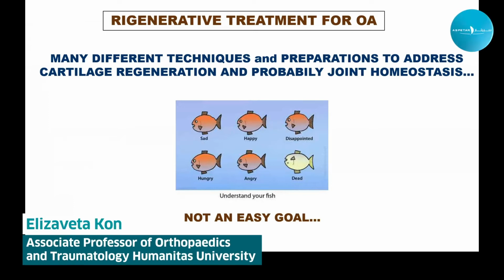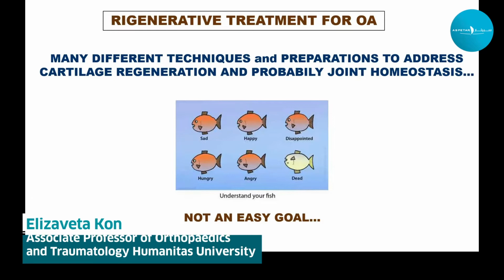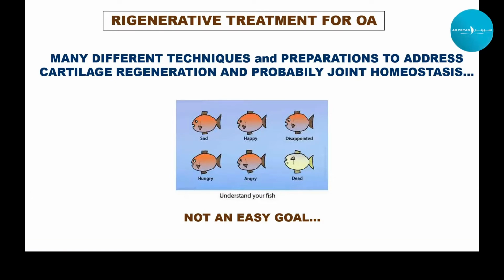When we're talking about regenerative treatment for osteoarthritis, we have really a lot of solutions, a lot of different techniques. We have to take a little bit and put them in order, because it's not an easy goal to standardize all these types of treatment, because there are really a lot of them. Some aim at cartilage regeneration, most of them probably aim to restore joint homeostasis.